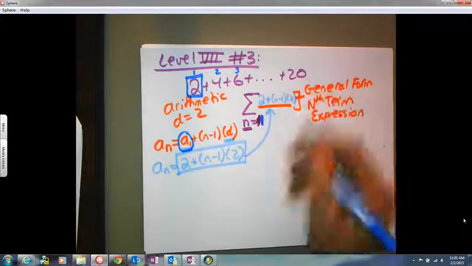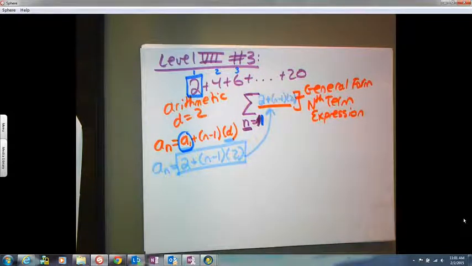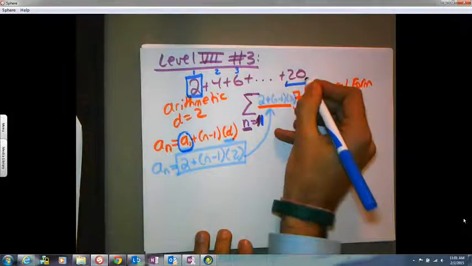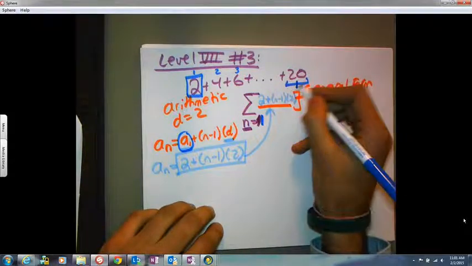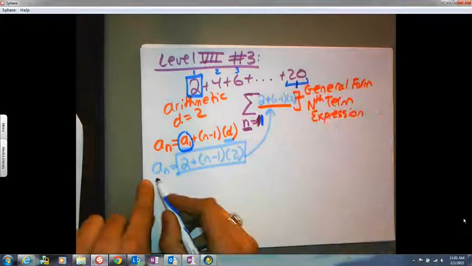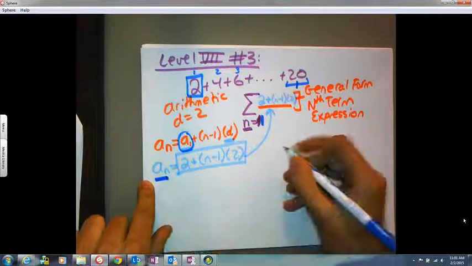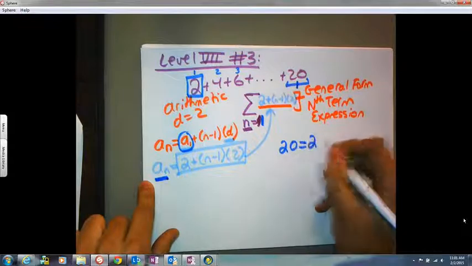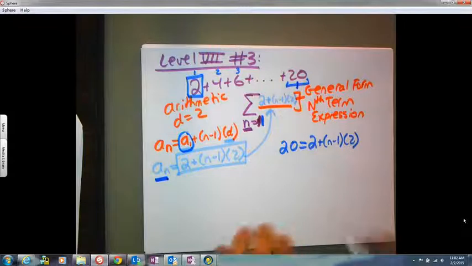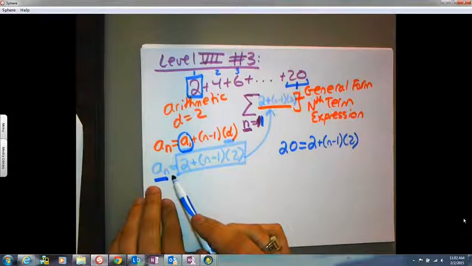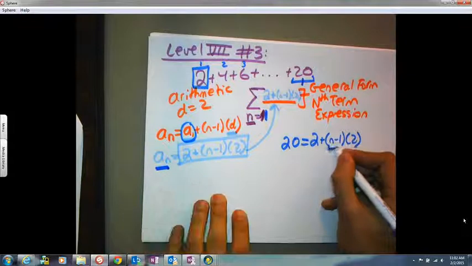We're not adding 20 terms necessarily. We could have, in other words, this could be term 20. We don't know for a fact. We need to check what term number this is. It doesn't have to be 20. In fact, in this case, it will turn out not to be 20. And the way you check which term number this is, just take this and put it right here. So we'll get 20 equals 2 plus n minus 1 times 2. So we just plugged in 20 for a sub n, and then we can solve for what term number 20 is.